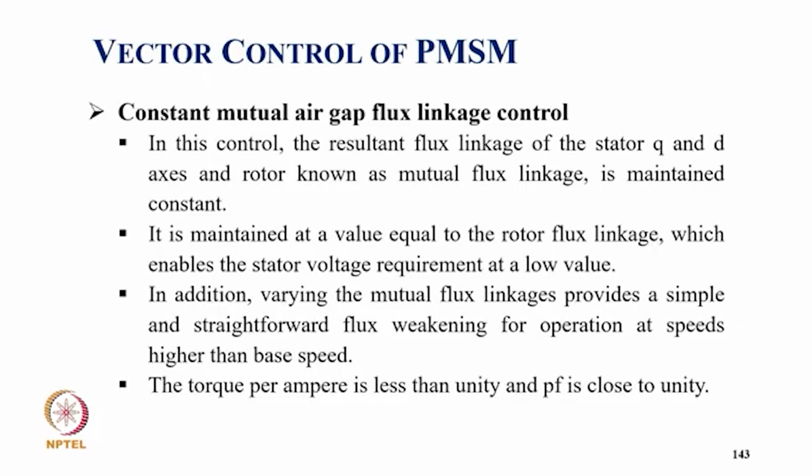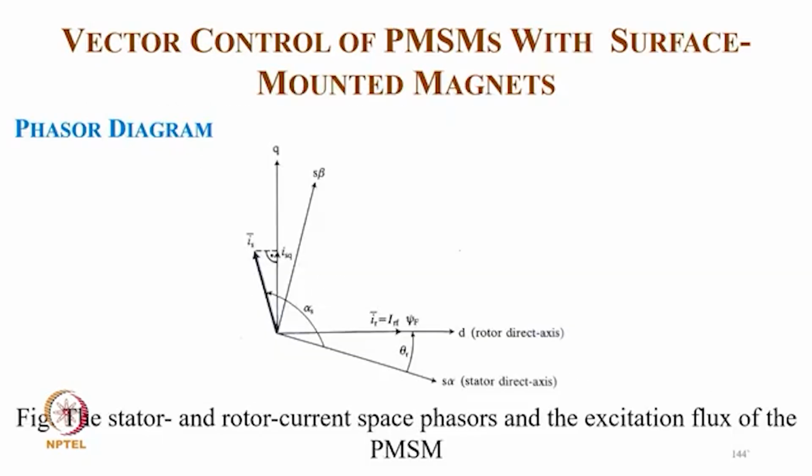Now coming to constant mutual air gap flux linkage control. In this control, the resultant flux linkage of the stator Q and D axes and the rotor position, the mutual flux linkage, is maintained constant at a value equal to the rotor flux linkage, which enables the stator voltage requirement to stay at a low value. In addition, varying the mutual flux linkage provides a simple and straightforward flux weakening for operation at speeds higher than the base speed, and the torque per ampere is less than unity and the power factor is close to unity.